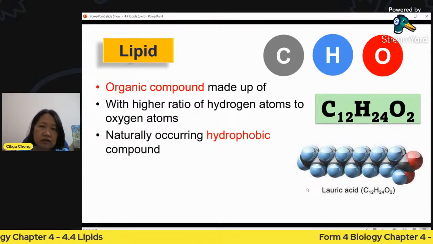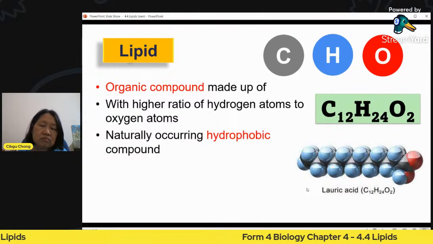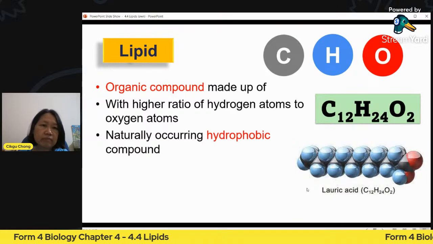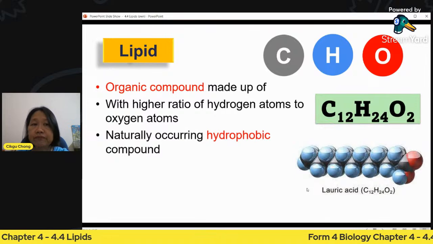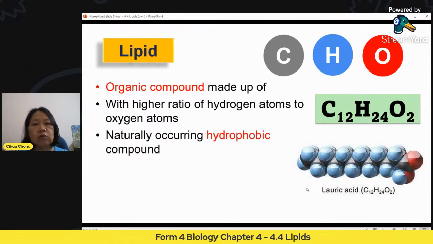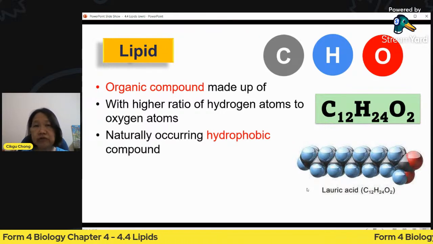Now, because of the large number of hydrogens and carbons, most of these lipids, in fact all of them, are hydrophobic. They do not mix with water. They are not attracted to water. Water will not be attracted to this molecule. So they are hydrophobic, they do not like water.